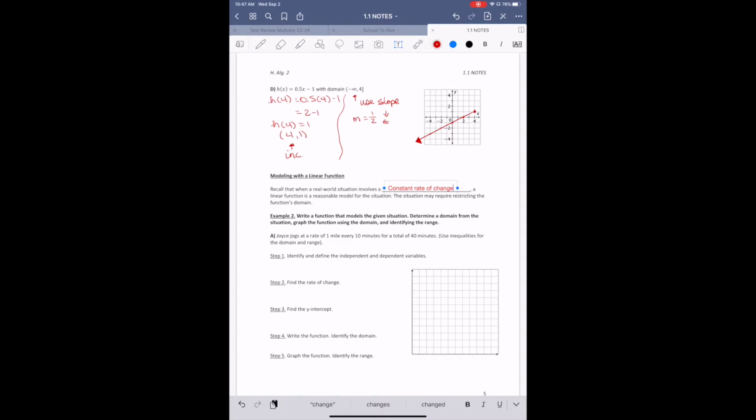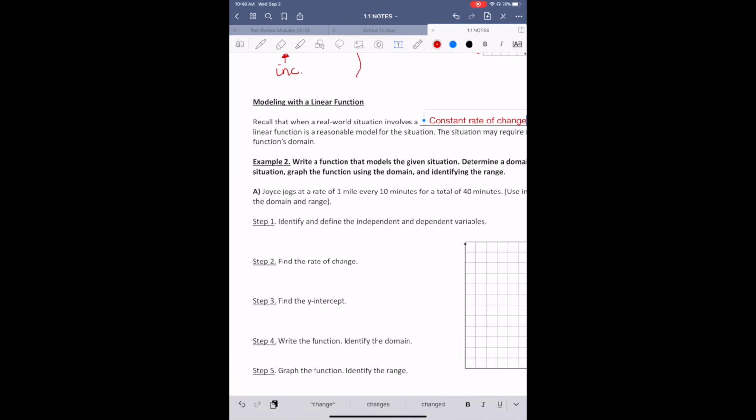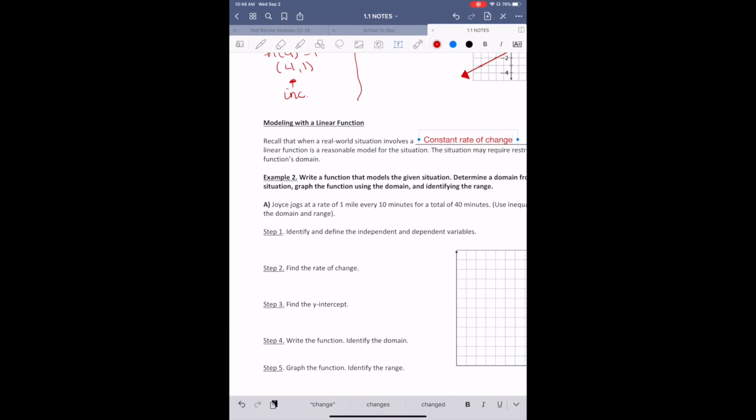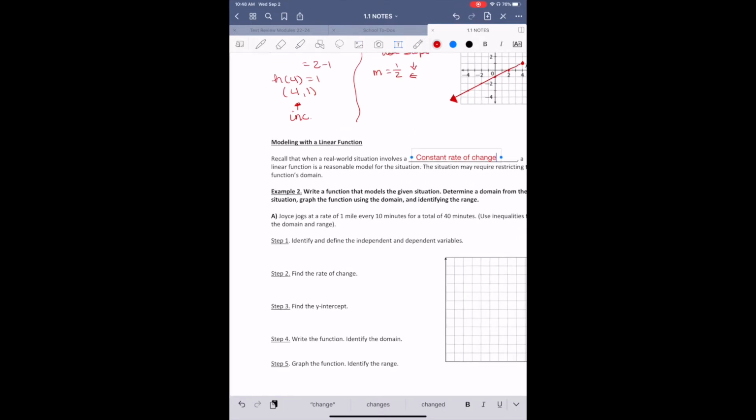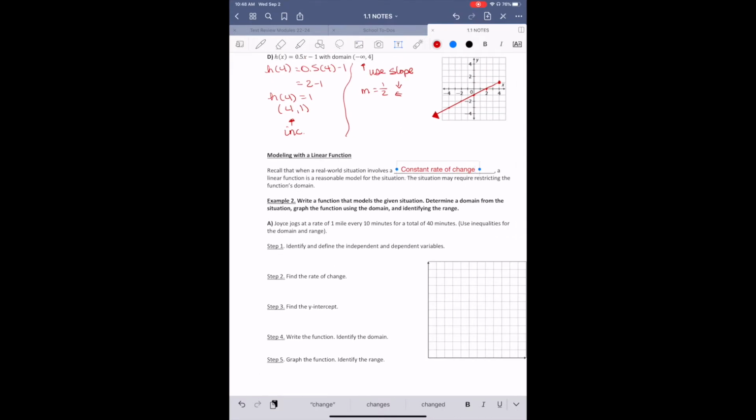So looking at this example here, we are told to write a function that models the given situation, determine the domain from the situation, and graph the function using the domain and identifying the range. So example A says Joyce jogs at a rate of 1 mile every 10 minutes for a total of 40 minutes. Use inequalities for the domain and range.